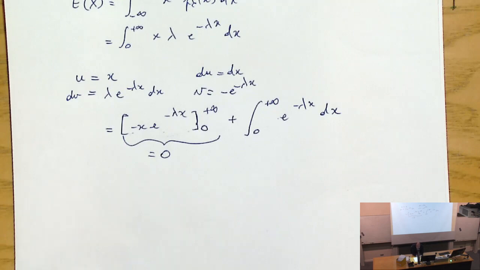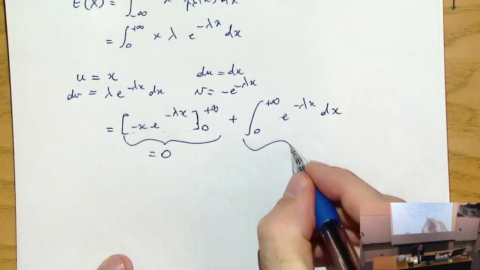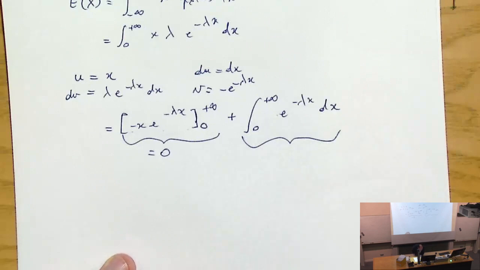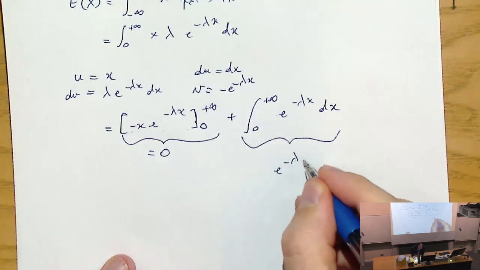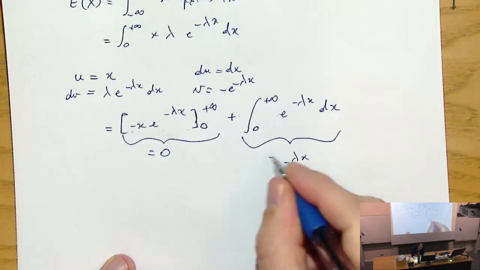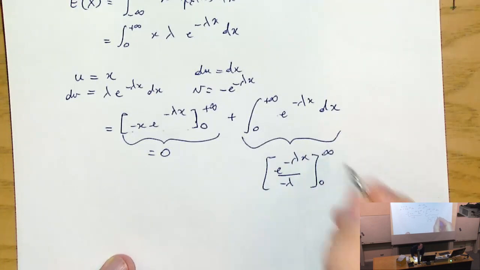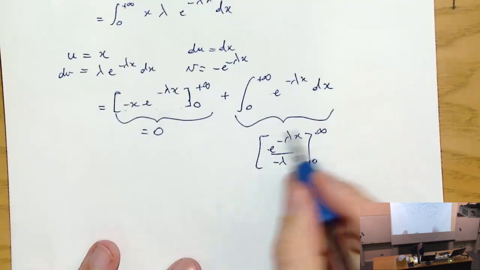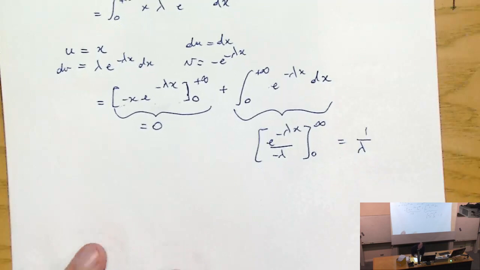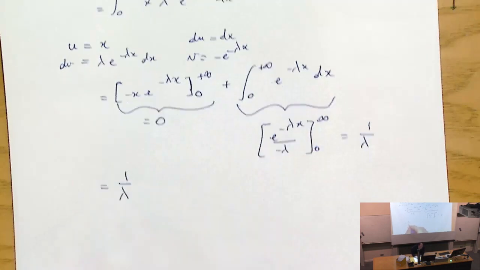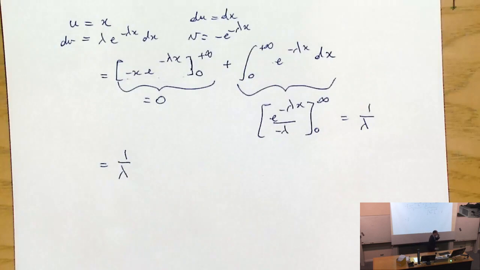What is this? So the first term will be 0. The second term will be 1 over lambda, right? So you get indeed that the expectation of x is 1 over lambda, right? As you increase lambda, the mean of that PDF will move towards lower values.